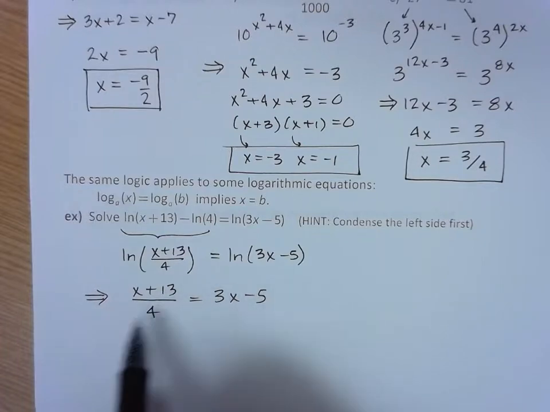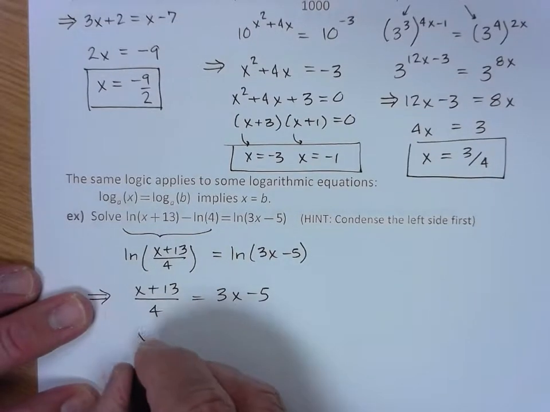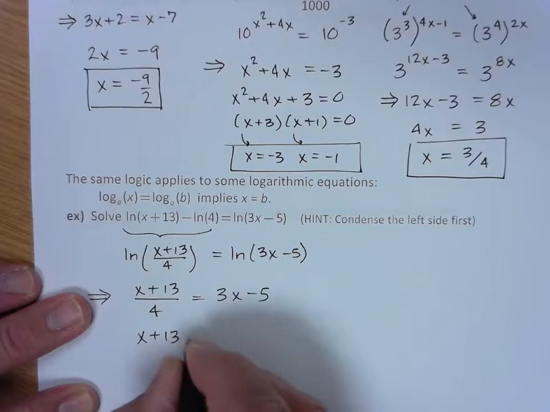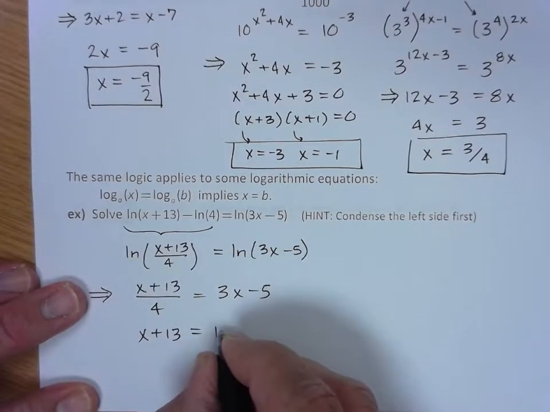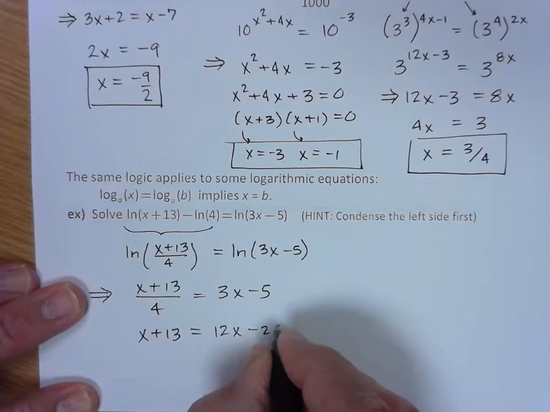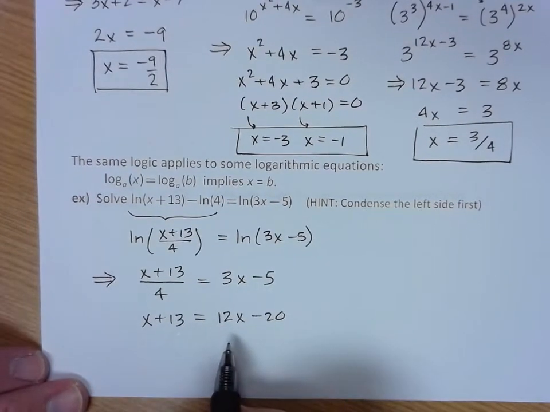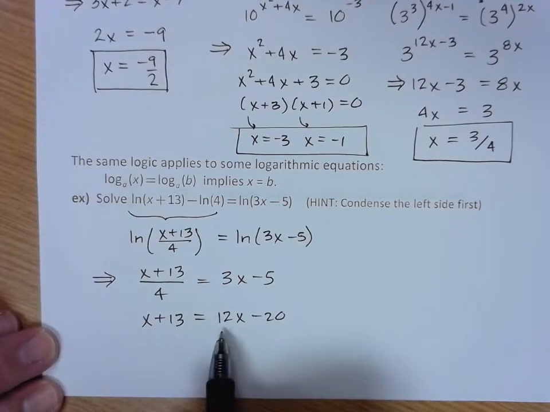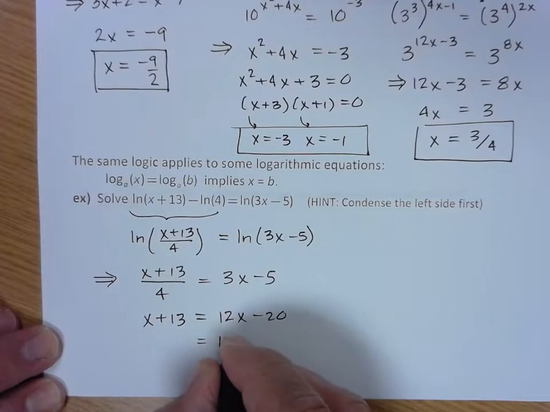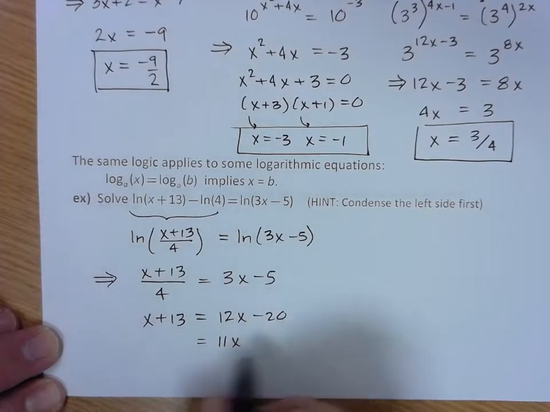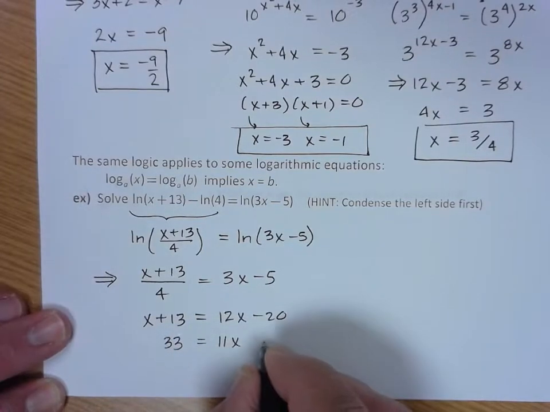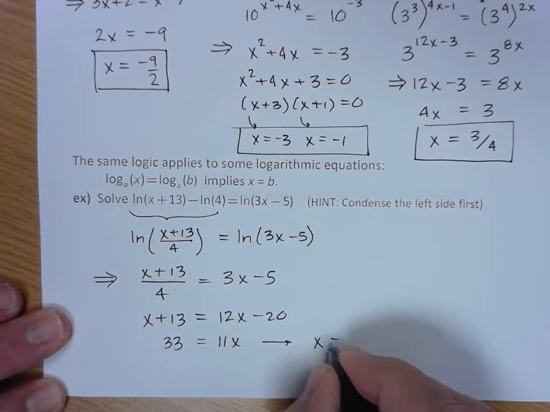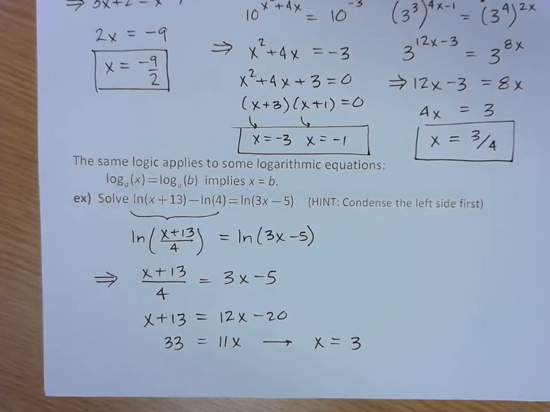I'm going to cross multiply the 4 first. X plus 13. That 4 cross multiplies to give me 12x minus 20. And then solve this for x. If I subtract x from 12x, that gives me 11x. If I add 20 over here, that gives me 33. So when I divide both sides by 11, I get x equals 3.